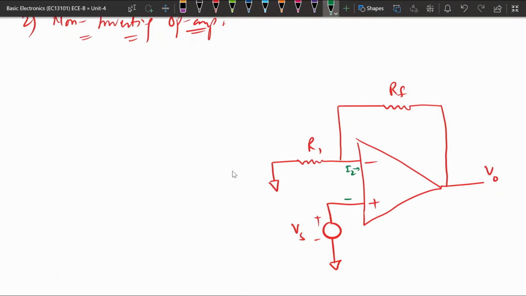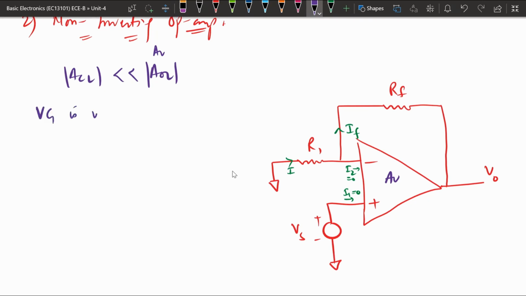So this is Rf, this is R1, and there is no input here. Again I2 will be 0, I1 will be 0, and this is your I, and this is your IM. So again we will be doing the approximate analysis. Here this is your Av. In this case also we consider that the closed loop gain is very, very less than the open loop gain. Open loop gain is Av. So if open loop gain is very, very high, then virtual ground is valid.